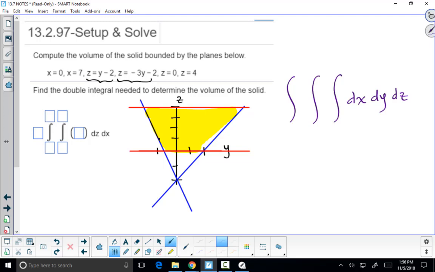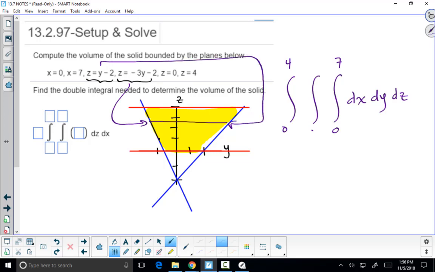Okay, so if we do a front-back setup, x would be on the inside. The back would be x equals 0, the front would be x equals 7. And then we have to do the yz region for the outer two integrals. Again, we'll use a horizontal element there, so z goes 0 up to 4. And then the y's go from that one over to this one.